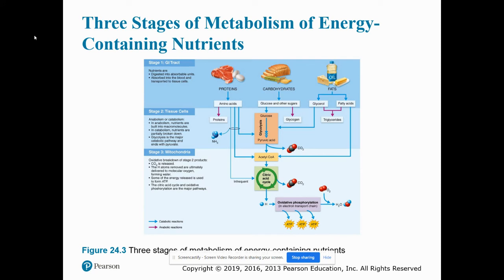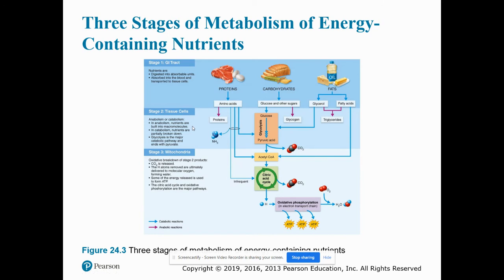And this is just going over the different stages. I left this up here. I didn't really ask any questions about the specific stages, but just in general, in stage 1, nutrients are digested into absorbable units, and then they're absorbed into the blood and transported to the tissues. So we have proteins being digested into amino acids, carbohydrates into glucose and other sugars, fats into glycerol and fatty acids. Then in tissue cells, we may either be building or breaking down.